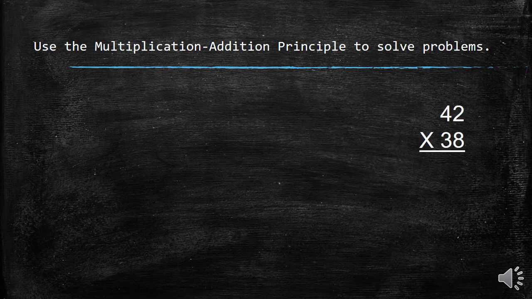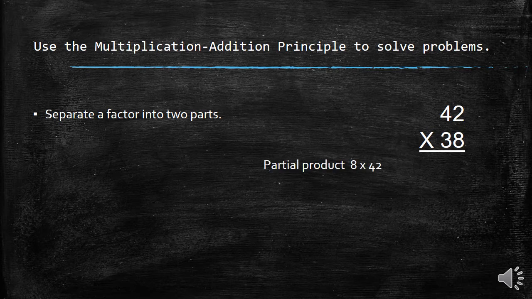Look at the sample problem at the top of page 229. 42 times 38. The first thing we want to do is separate a factor into two parts. And as we've been doing already, we're going to take the second factor, the 38, and we're going to split it into 30 plus 8. So the partial products would be 8 times 42 and 30 times 42.